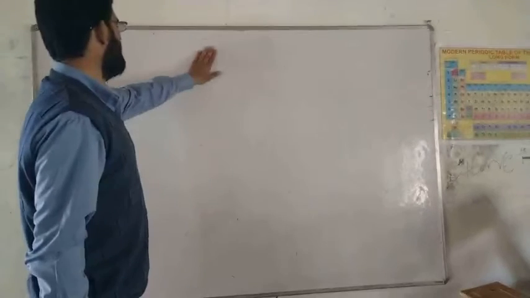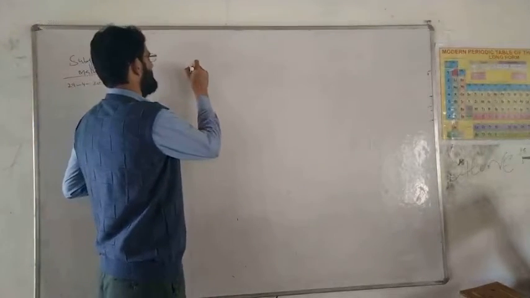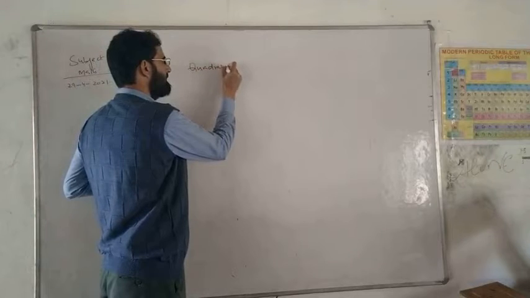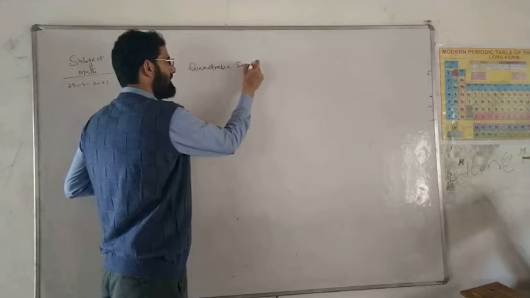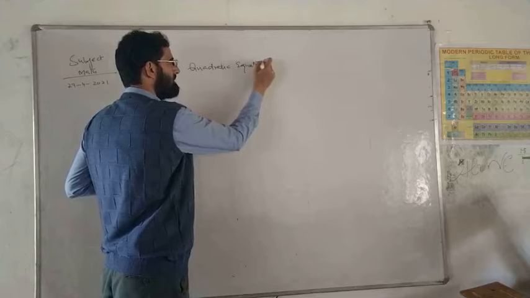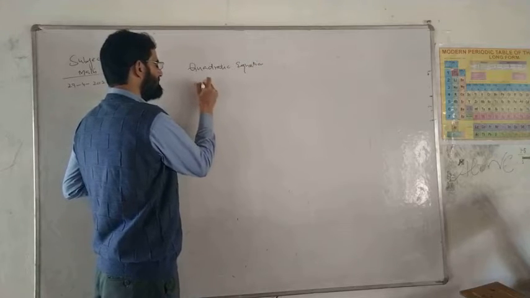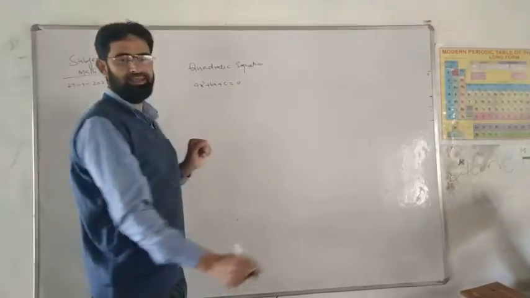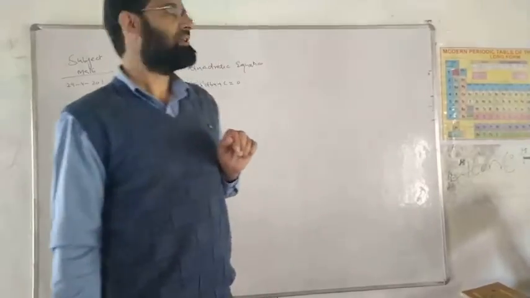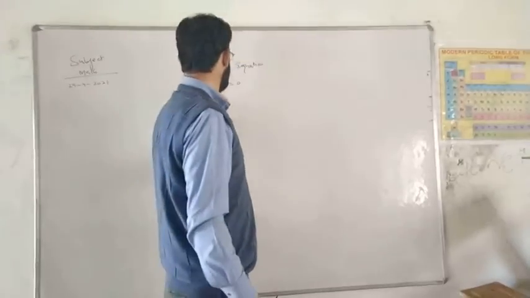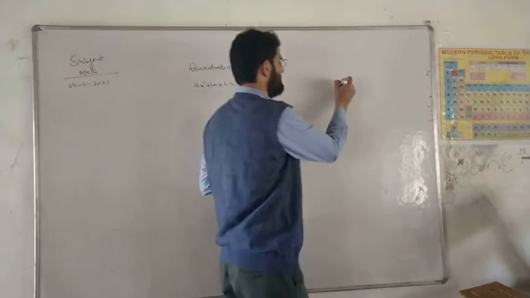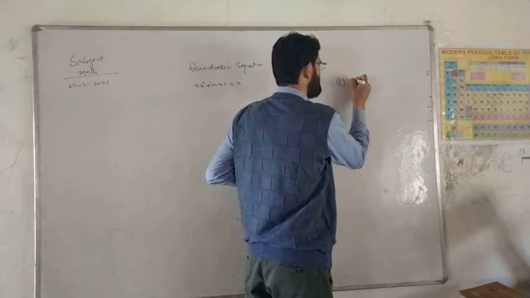Our topic from all these days was the quadratic equation, how to solve a quadratic equation. You know the general form of a quadratic equation is ax square plus bx plus c is equivalent to 0. We find the roots or zeros of this quadratic equation by the method known as factorization method.